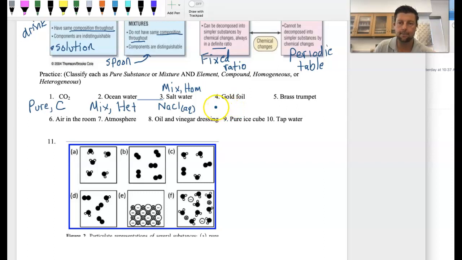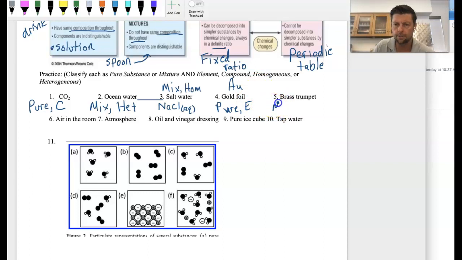Gold is on the periodic table, so it is a pure substance. That also happens to be an element. Gold, we know that symbol is Au. Brass is a tricky one. It's actually a solid solution. So brass is a mixture of copper and zinc.